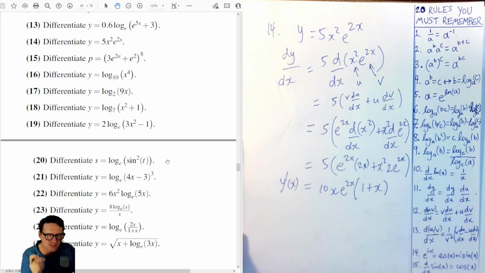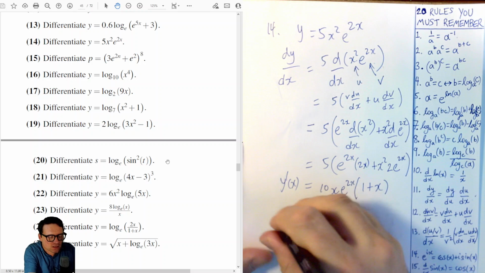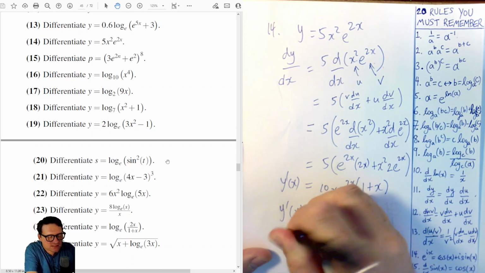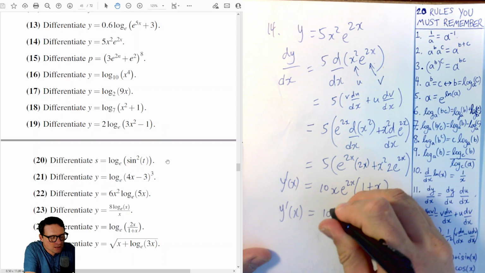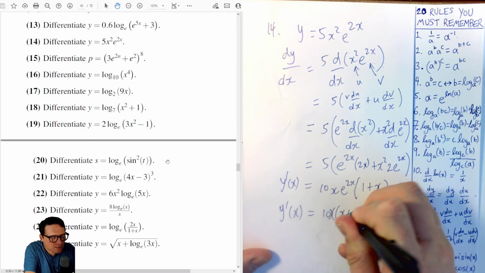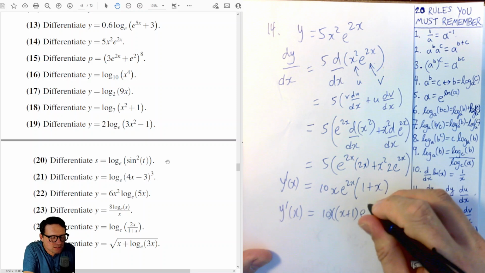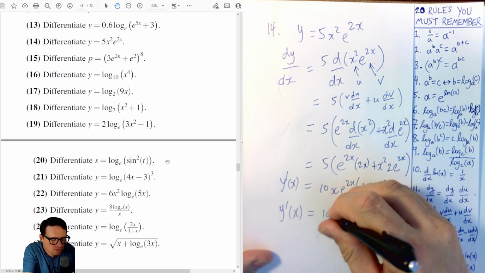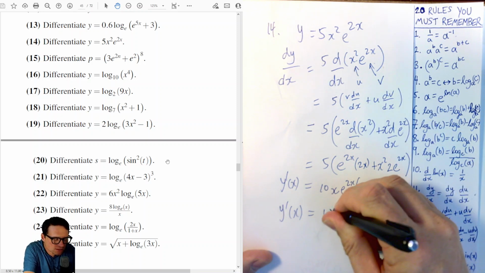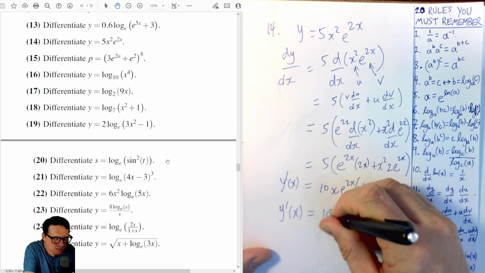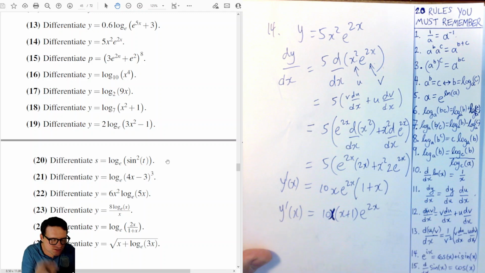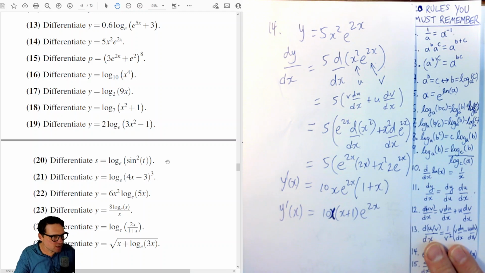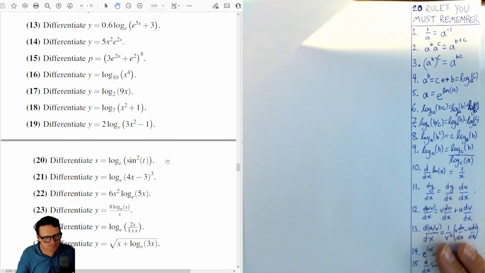Let's put this in a nice order. So we'll say y dash of x equals 10x, x plus 1, e to the 2x. And that x here looks a little bit like a bracket, but I mean it to be an x here. So 10x, x plus 1, e to the 2x. All right, let's move on now to question 15.